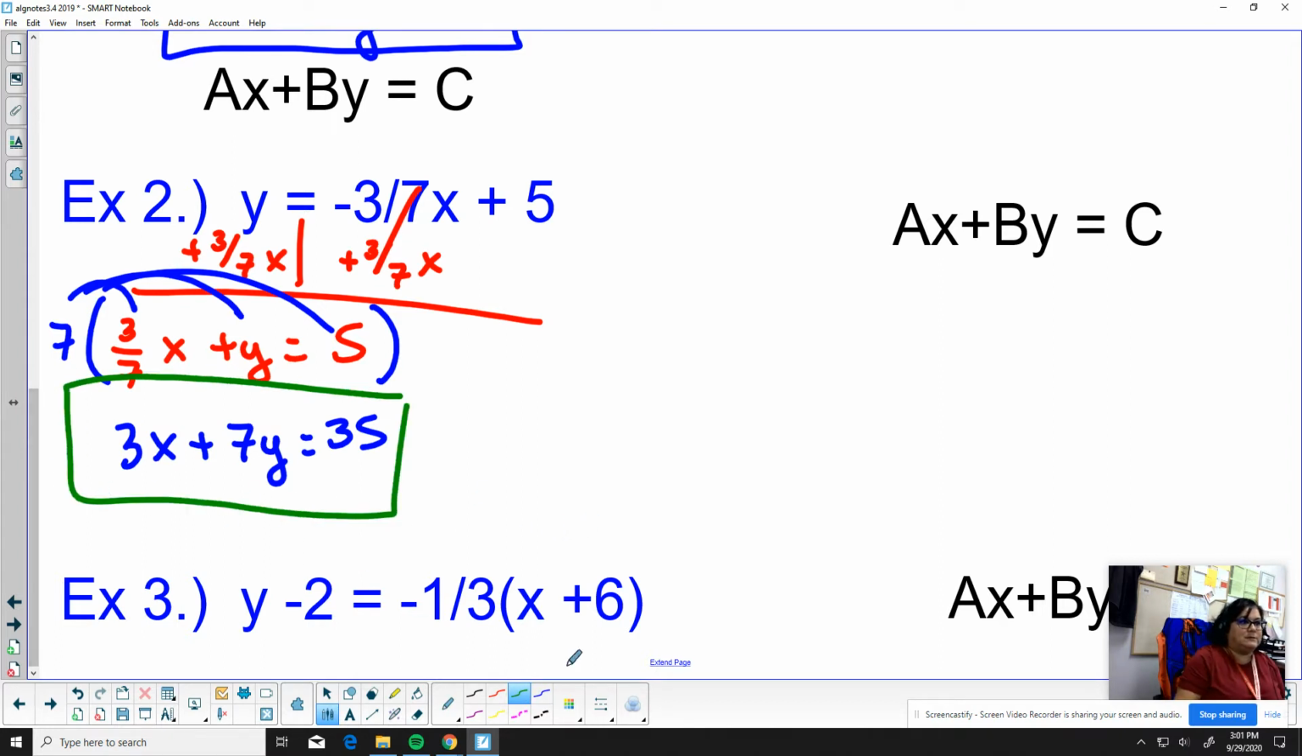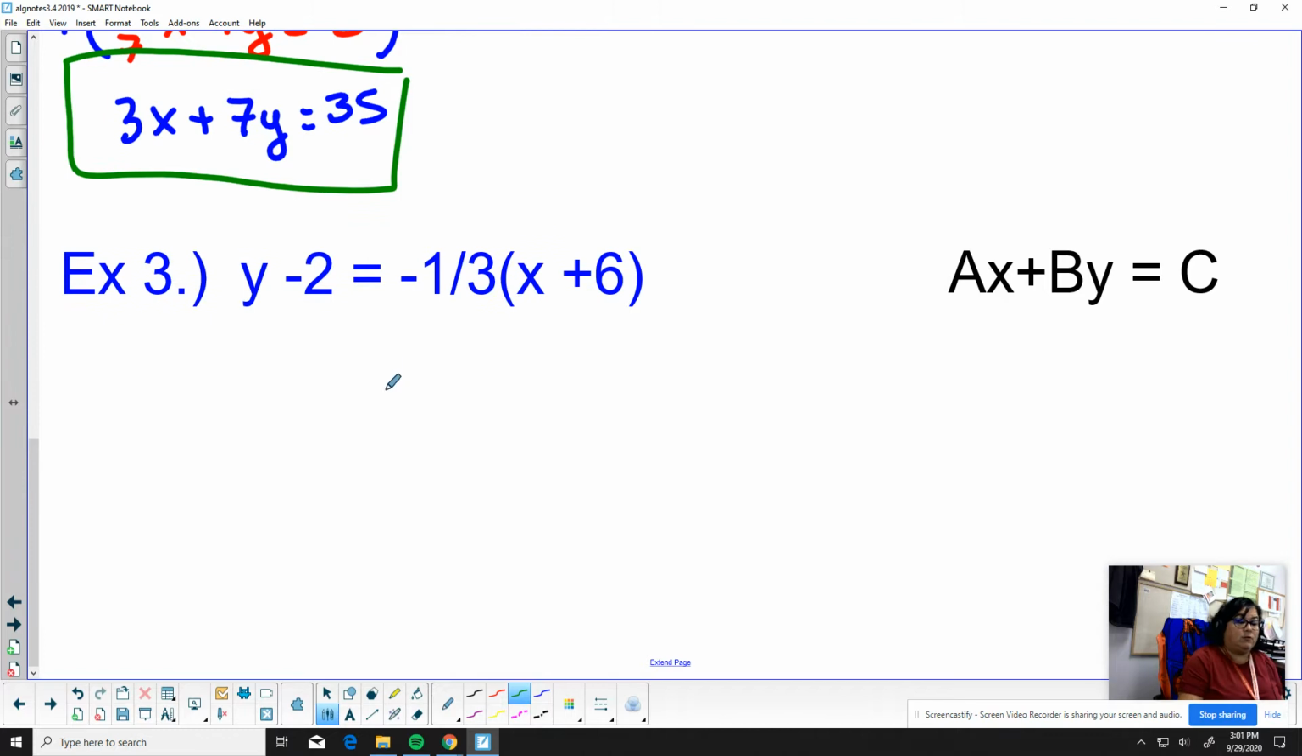Okay, we'll try this last one. Actually, if you want to press pause and try it yourself, that's a really good idea. So remember, we want that x in the front. Currently, it's in the back in a parenthesis. So I'm going to have to distribute the -1/3. So -1/3 x minus 2. And in the front, that just drops. Well, I've got the x on the wrong side and this 2 on the wrong side. So I'm going to do a little switching around here.